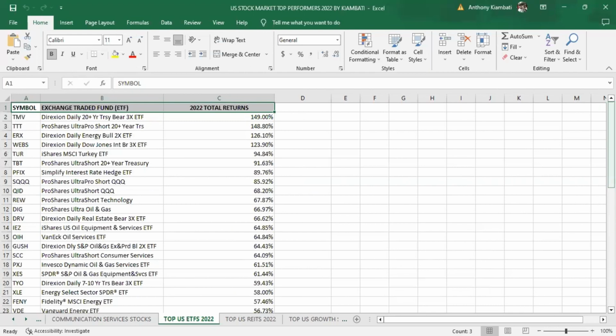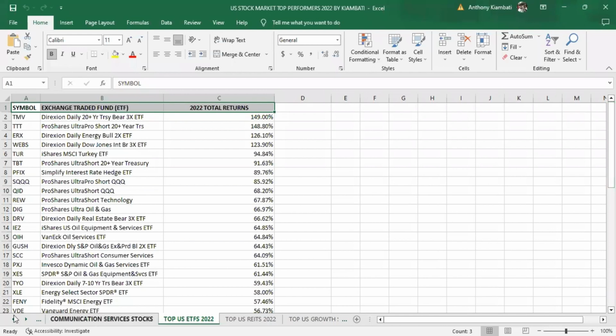When we talk about a short ETF, this is an ETF that bets against the market. That's why it was among the best performing ETFs, because the market had negative returns. When you're betting against the market and the market has negative returns, then you're bound to have a positive return. Then number 3 was the Direxion Daily Energy Bull 2x ETF. When you see the 2 times, this means that the ETF is leveraged 2 times.